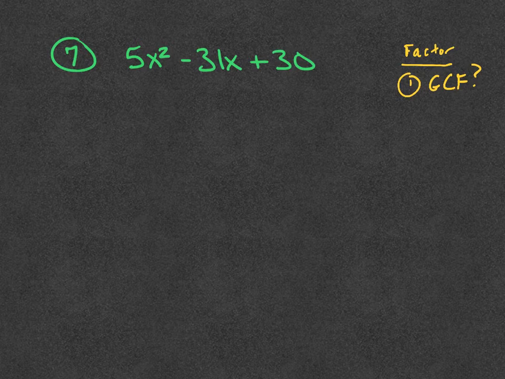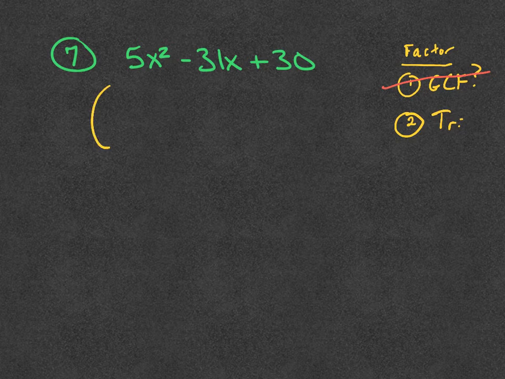Can't take x out of everything. 5 and 31 don't have anything in common. So no numbers or variables that we can take out. Again, it's a trinomial, so 2 parentheses.